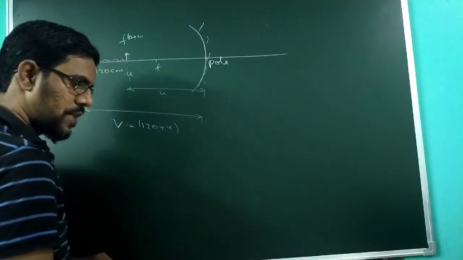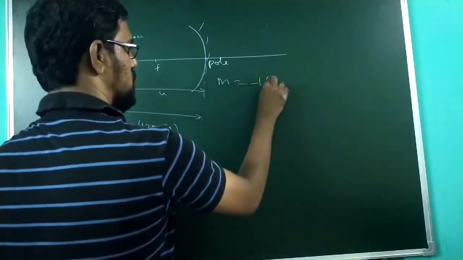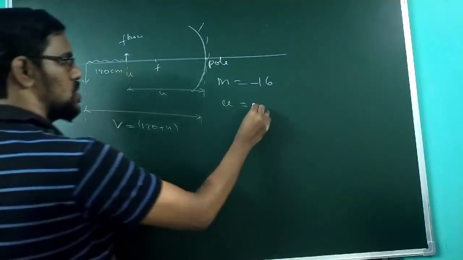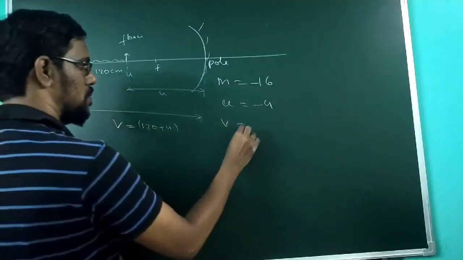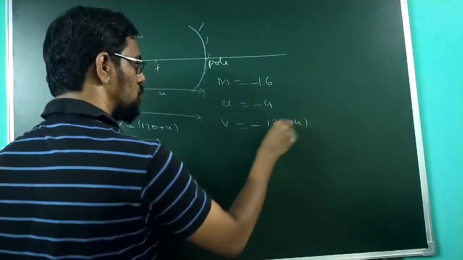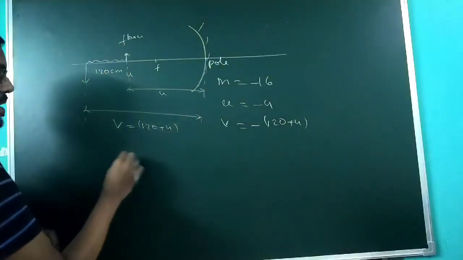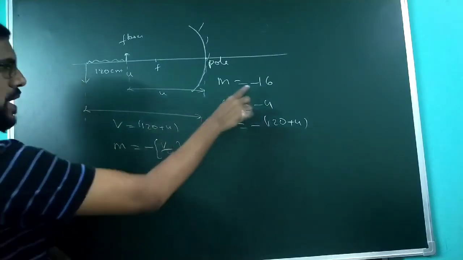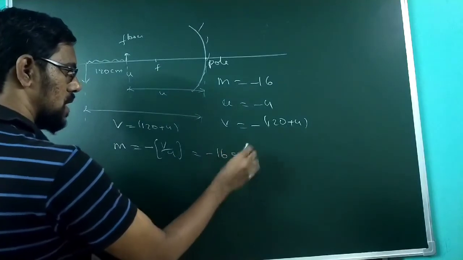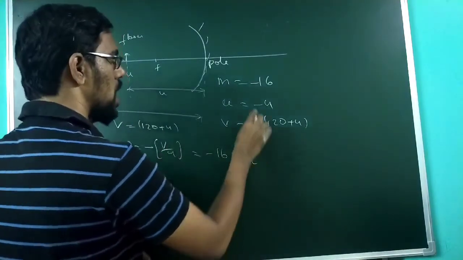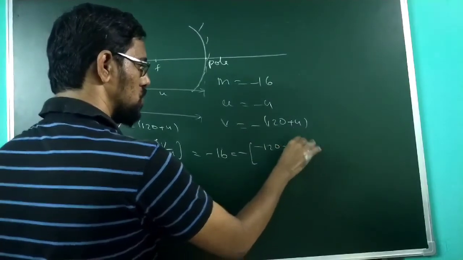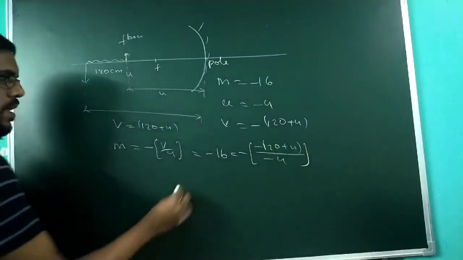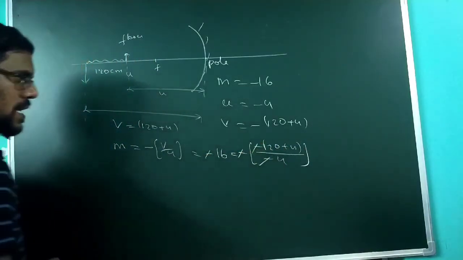It is a lateral magnification, so M is equal to minus 16, and let us apply sign conventions. U is the object distance on the left side, so minus U, and V is minus 120 centimeter plus U. Let us apply one formula: M is equal to minus V by U. So minus 16 is equal to minus of V by U, and V is minus 120 plus U, divided by minus U. Here minus gets cancelled with minus.